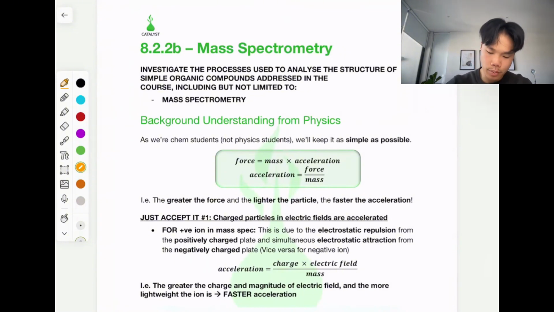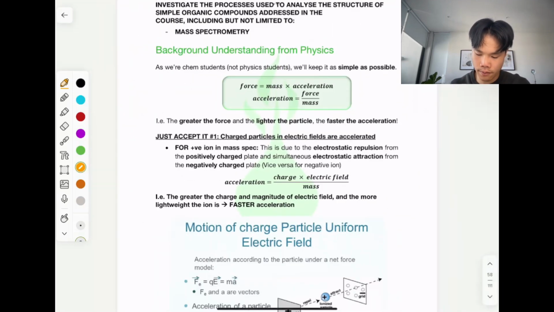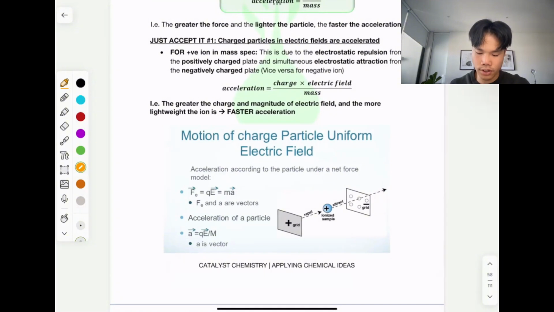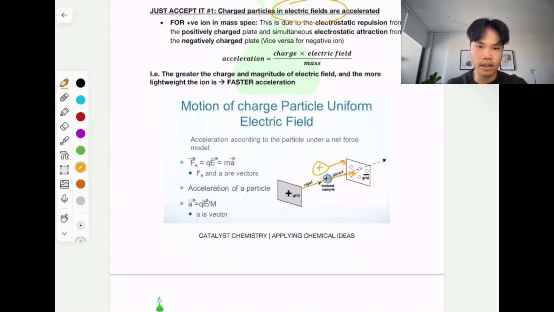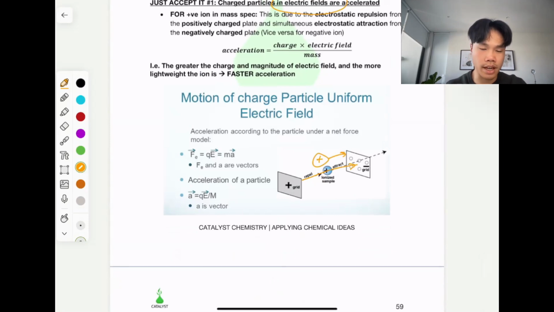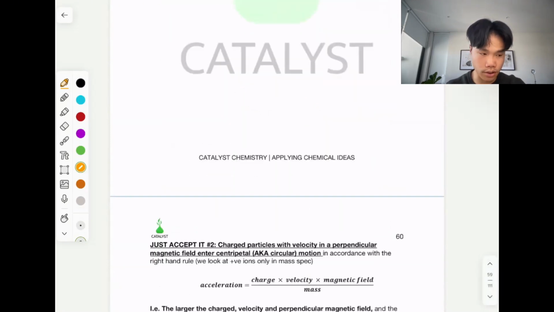Okay, mass spec. So you have background understanding from physics, F equals ma, and understanding that first, an electric field is going to accelerate particles that are charged, and they will go towards the opposite charge. So if you have a positive particle, it's going to be accelerated towards the negative charged plate. And that molecule or that ion will therefore over time gain velocity because it's being accelerated.